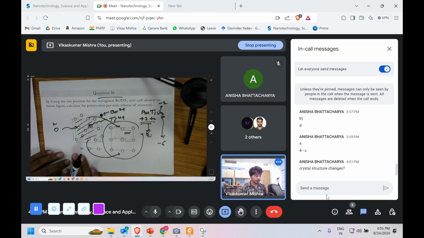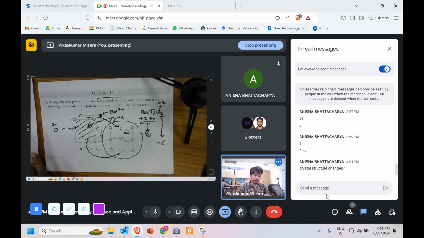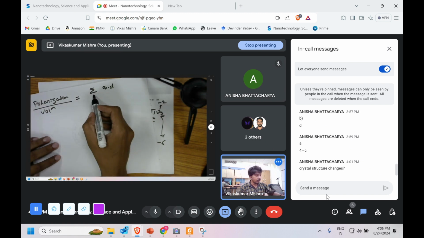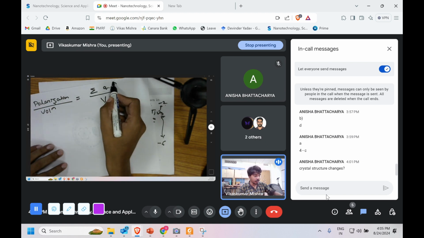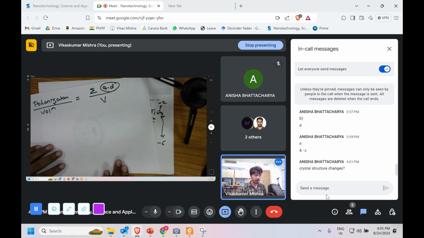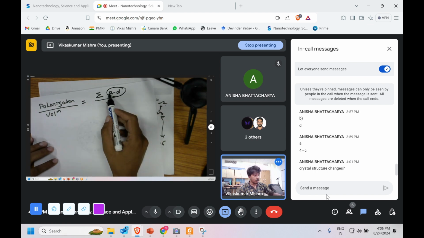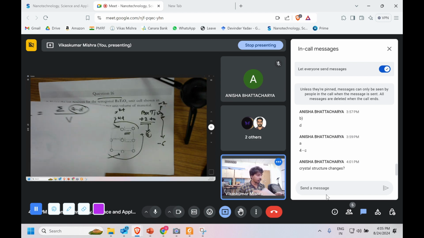So now let's try to find this divided by volume. Okay, first we'll go with the numerator, Q into D. Let's go one by one.